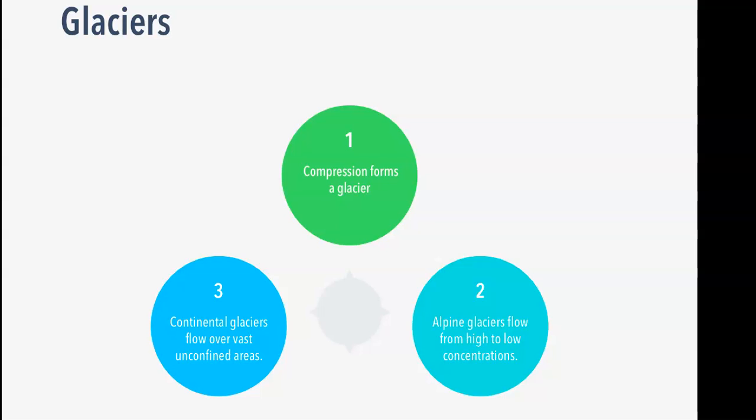Alpine glaciers flow in mountain valleys from high to low elevations. Alpine glaciers are present at high altitude in mountain valleys of Alaska, the Italian Alps, and New Zealand. Greenland and Antarctica are almost entirely covered with ice sheets. Continental glaciers, or ice sheets, flow over vast, unconfined land areas.